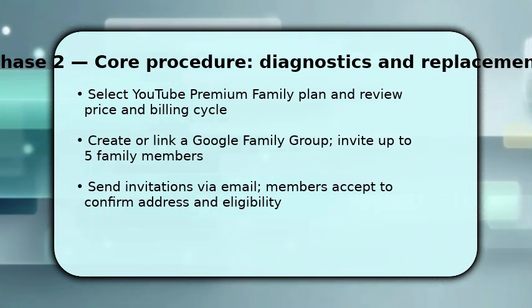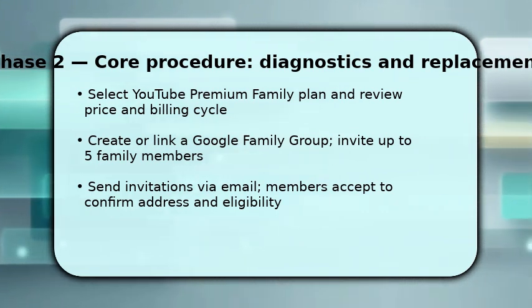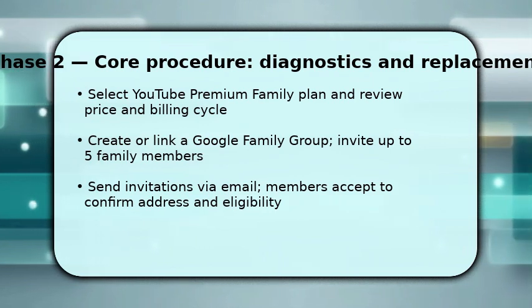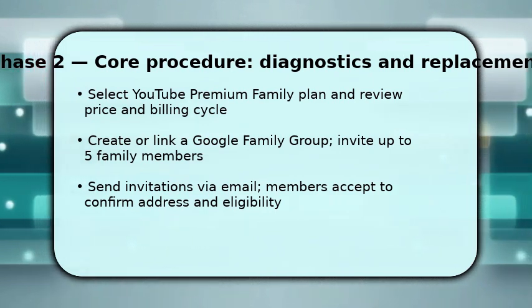Add up to 5 members by entering their email addresses, send invites, and check that each person accepts. Make sure members confirm the same home address. Otherwise, Google may block the family benefit. This step ties each member's access to your billing account.